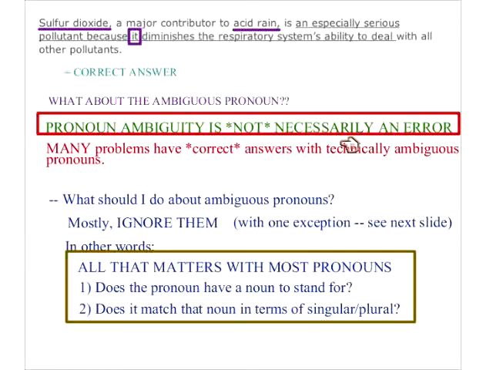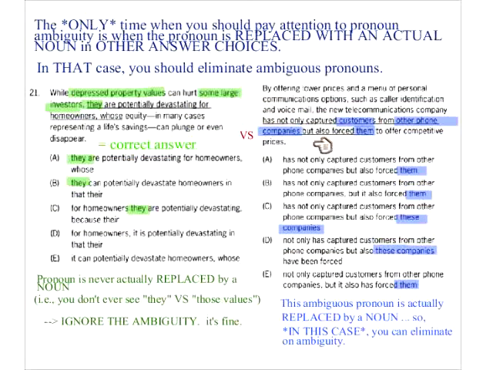Finally, pronoun ambiguity is not necessarily an error. If you see a split between an ambiguous pronoun and a noun replacement, then eliminate. It's the only time you want to. Otherwise, just take the ambiguous pronoun and smile at it and ignore it.